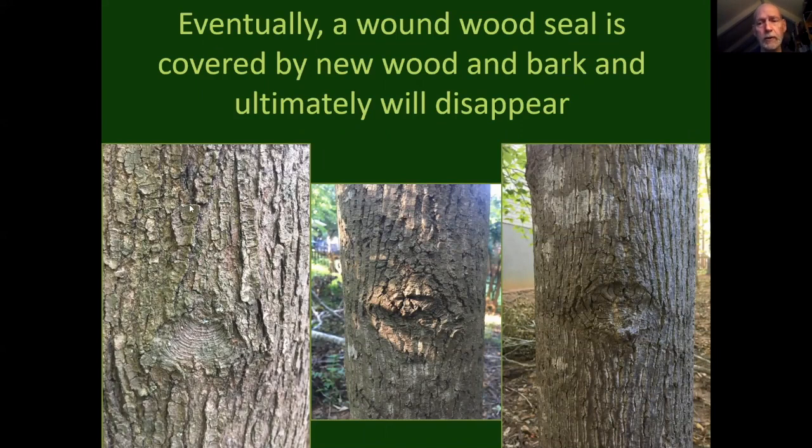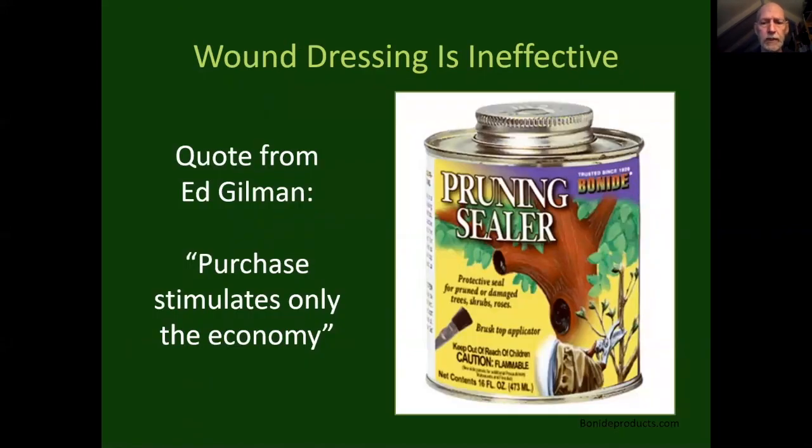You're not going to see it anymore. New wood has been added around it every year, and new bark, and they disappear. And this stuff, pruning sealer, has been shown to be ineffective. It doesn't work. We used to paint wounds, thinking that we didn't know that the tree had its own mechanism for sealing off. So we tried to seal them. This doesn't work. Don't do it.